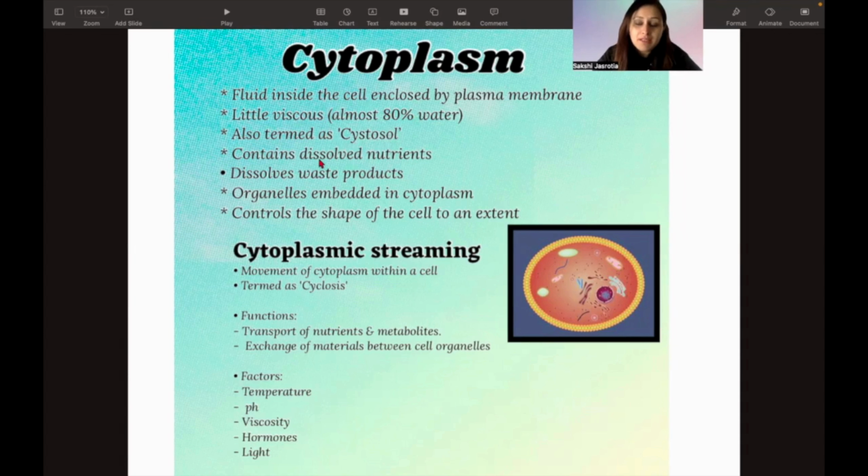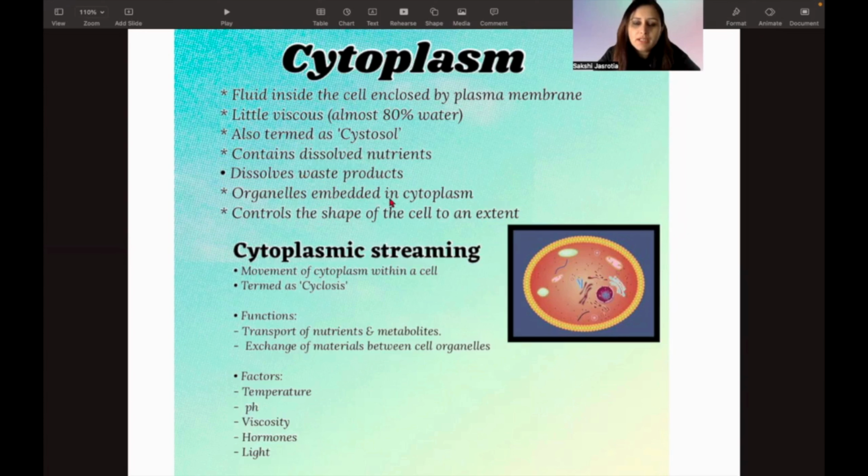Okay, so अब इसके अंदर present क्या होता है? It contains dissolved nutrients. Whatever the nutrients required by the cell organelles, it is present here. It also has the dissolved waste products. अब cell है, functioning है, excretion भी होगा, waste products भी होगा. So these are also present inside this cytoplasm and then get removed from the cell.